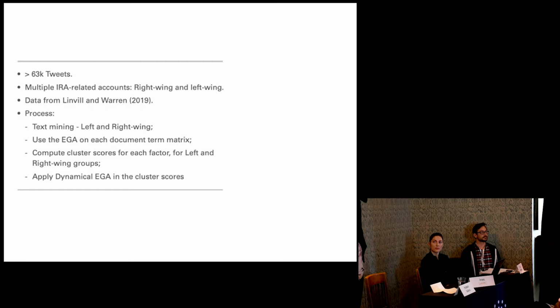And then we used text mining to extract the words, and then we used dynamical EGA to identify the topics first for each group, left wing and right wing, and then we calculated the scores for each cluster. So we first identify topics, then we calculate scores for each topic, and then we see how the topics are changing over time for different groups of Twitter accounts.